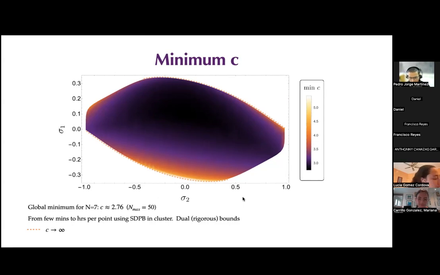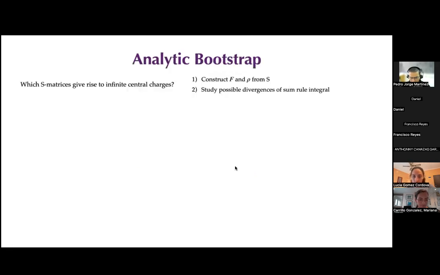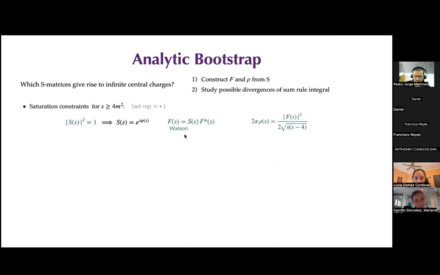So let me see how I'm doing with time. Okay, I will go very fast in this part. But there's a way to understand which S matrices give rise to infinite central charges. And this is using what is well known in the integrable community. So you can construct the form factor and the spectral density from the S matrix when you have this saturation of constraint. And then what you want to do is study possible divergences of the sum rule integral to see which S matrices give you infinite central charges.